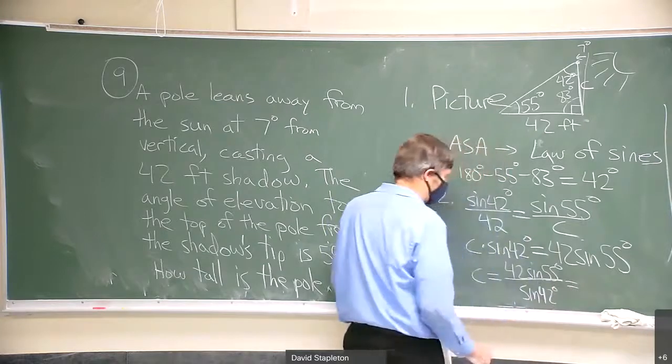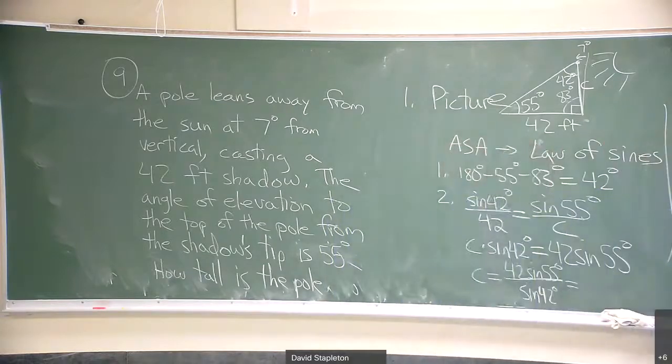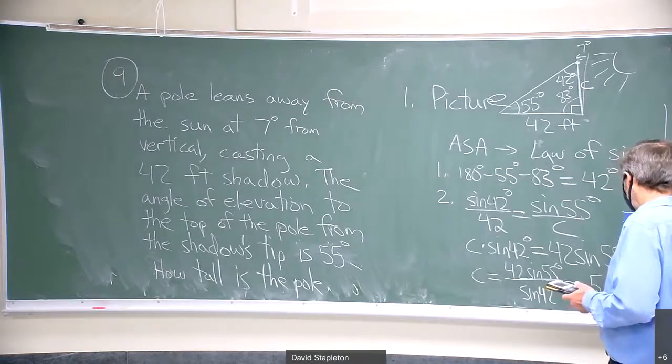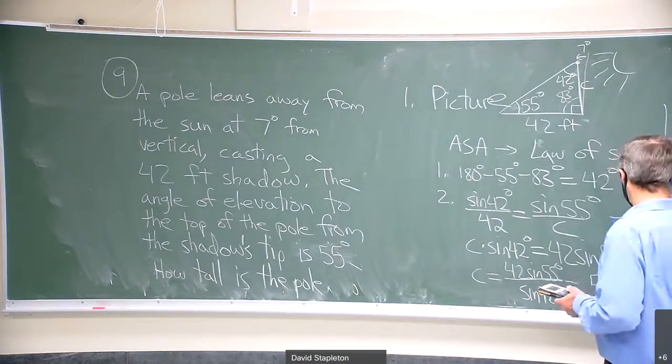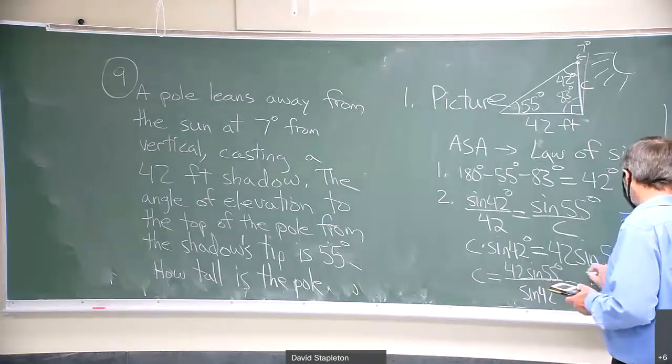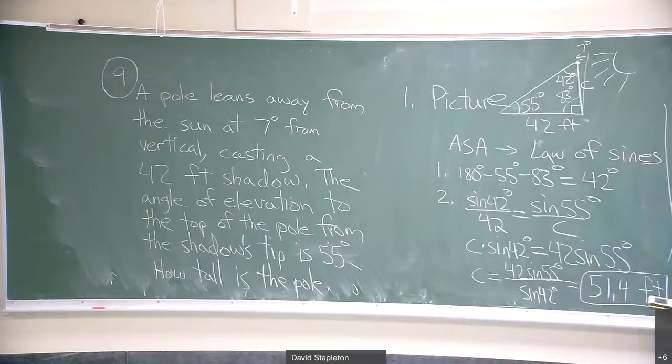I can run that on the calculator. 42 times sine 55, close the parentheses, divided by sine 42, close the parentheses, gives me 51.4. If this was in feet, then all sides will be in feet by these computations. So it's 51.4 feet tall. So there's the 10th. I don't remember where the problem said to round it. Here's the 10th. So we did it right. All right, 51.4 feet.